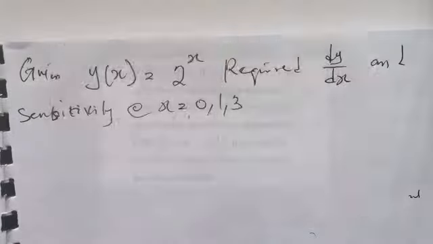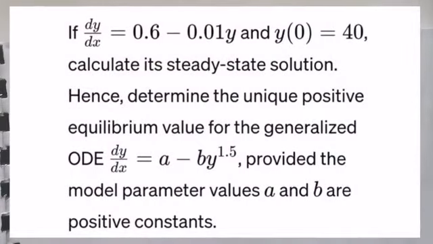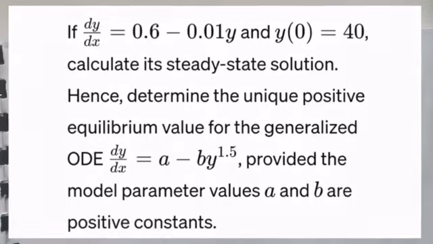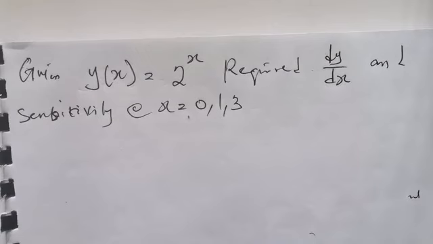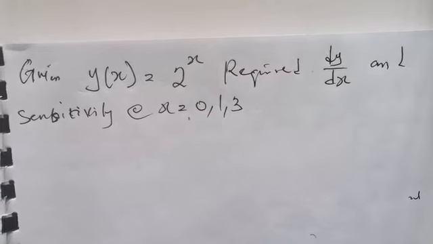The B part says, if dy/dx is equal to 0.6 minus 0.01y for y0 equals 40, calculate the steady state solution. Hence, determine the unique positive equilibrium value for the generalized ODE, dy/dx equals a minus b y to the power of 1.5 for y of 0 equals 40, provided the model parameter values a and b are positive constants. Alright, so let's start with the A part of the question.